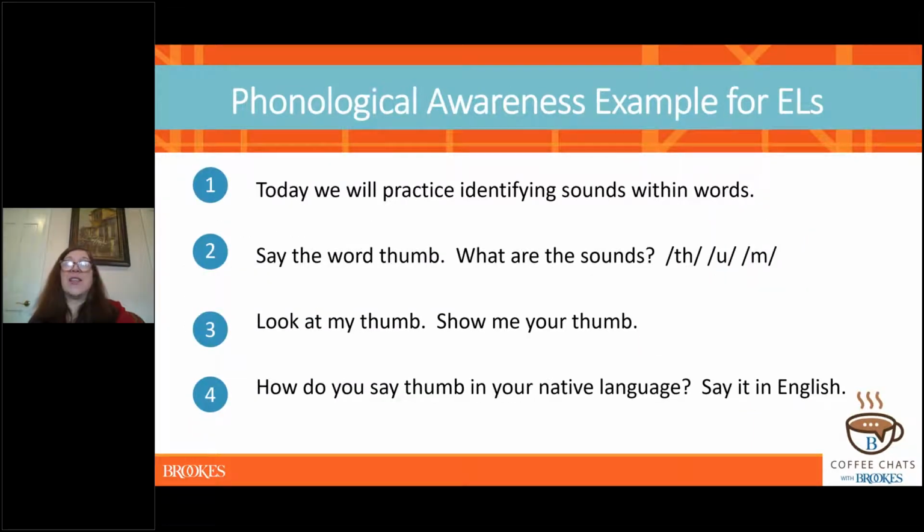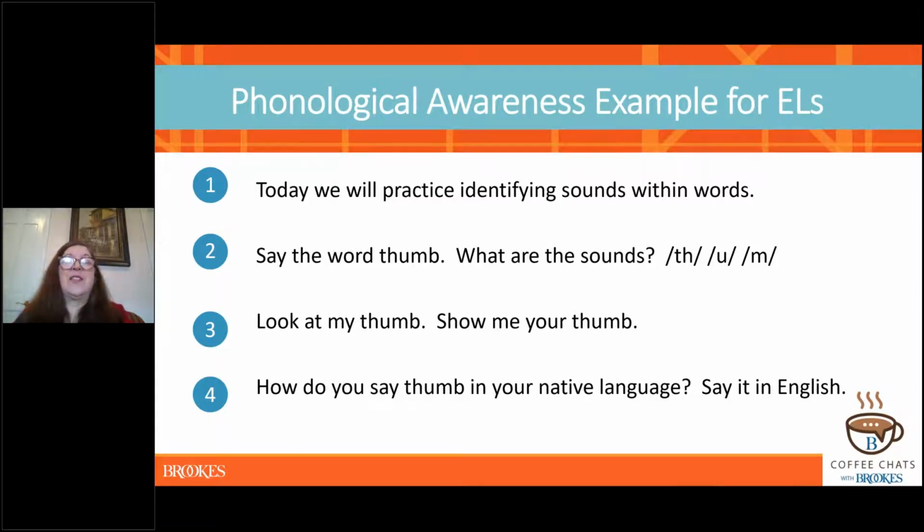So here's an example. So today we're going to practice identifying sounds within words. So can you say the word thumb? What are the sounds in the word thumb? That's right. Now look at my thumb. Can you show me your thumb? How do you say thumb in your home language, in your native language? Can you say it for me? I'm going to say it in English. Thumb. Show me your thumb.